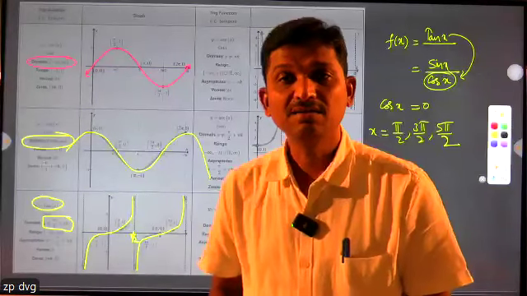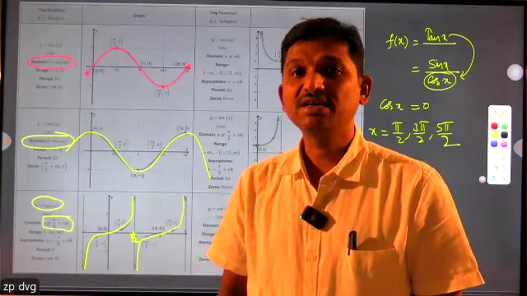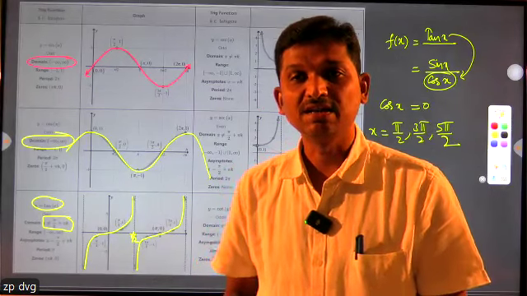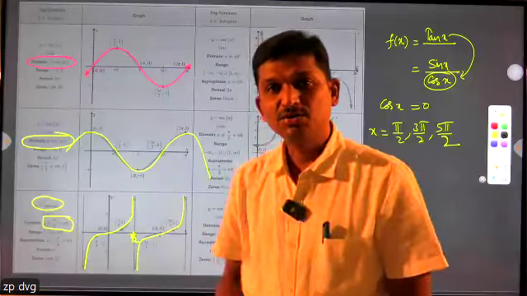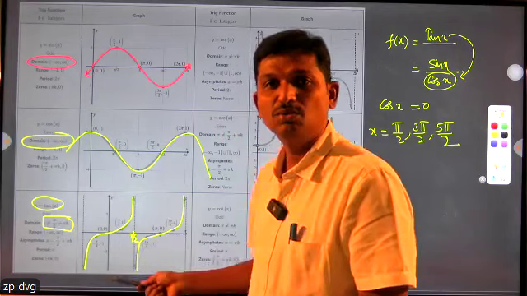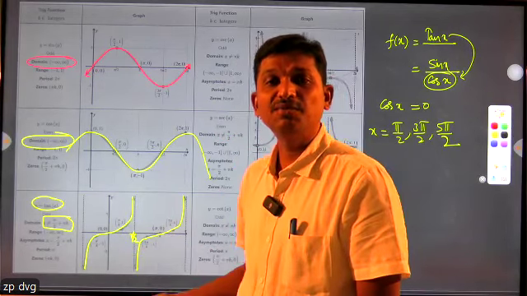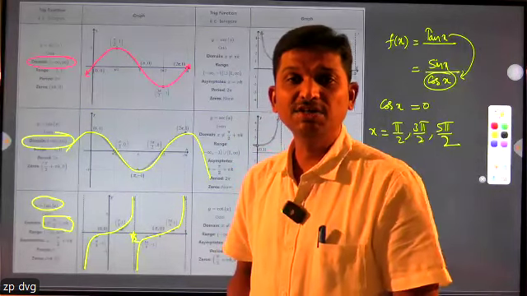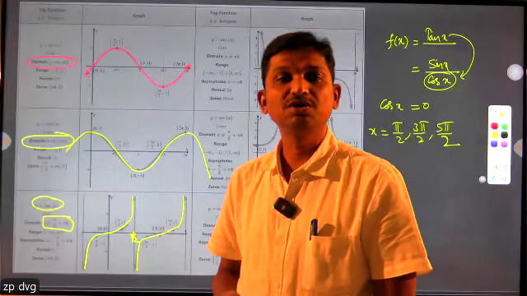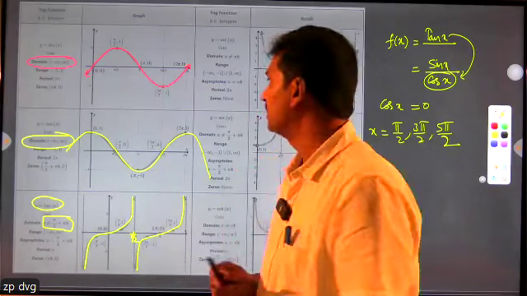Especially if they ask, in 2023, I think they asked a question related to continuity, right? We'll do that PYQ in the next class. You see here, pi by 2. If they specially ask, at pi by 2, discuss the continuity of tan x, at pi by 2 it is discontinuous. If someone asked, what is the continuity of the function tan x? Tan x is continuous, and not only tan x, all trigonometric functions are continuous in their domain, right?